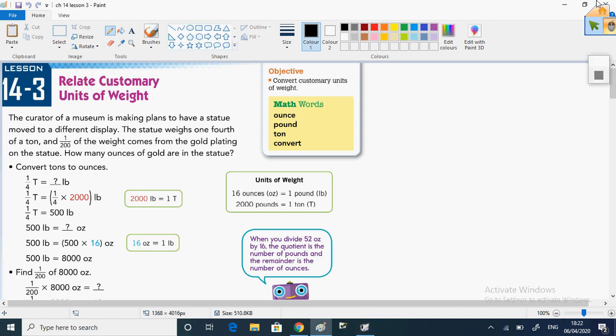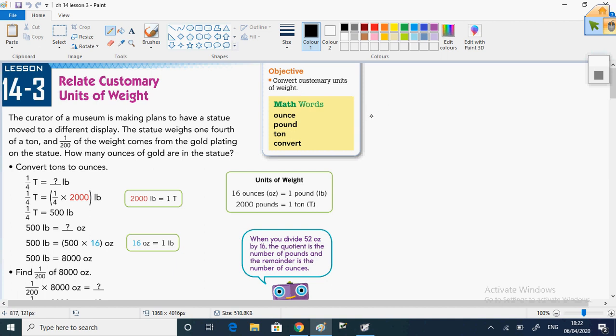In this video, I'm going to explain how to convert customary units of weight. So we will follow the same procedure, and we will keep in mind that if we want to convert between units of weight, units of capacity, length, or mass, we will order our units from smaller to larger.